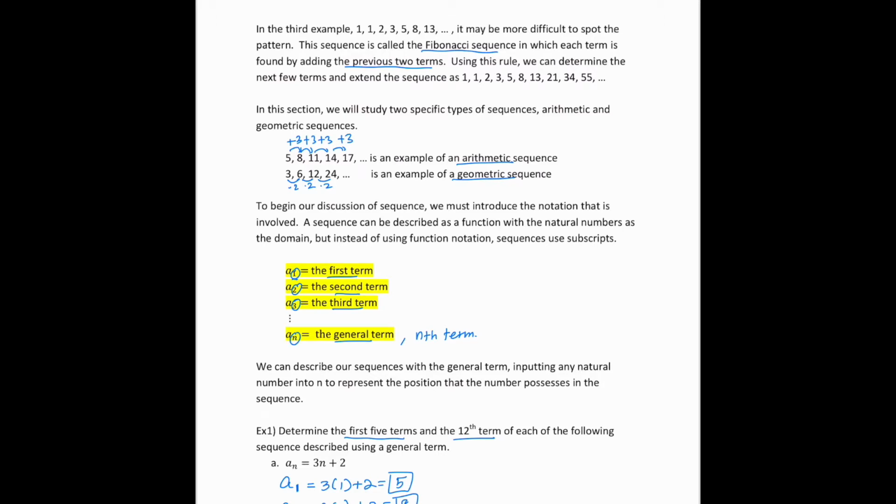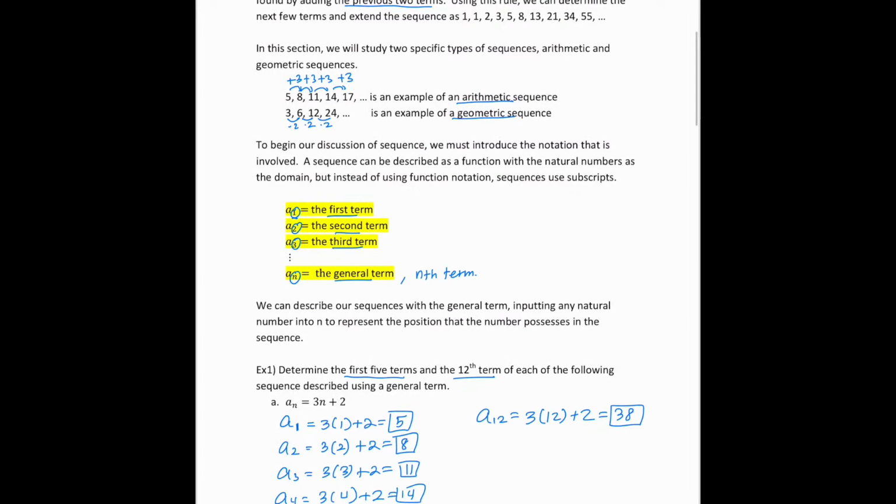Fourth term, 3 times, now n is 4, plus 2, 14. And the fifth, because it's the first 5 terms, so 3 times 5 plus 2, which is 17. You also need to find the 12th term, where now n is 12. So 36 plus 2, 38. Okay, so that's the answer for example 1.